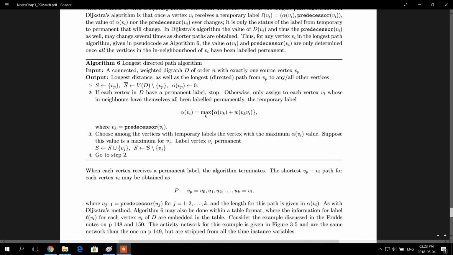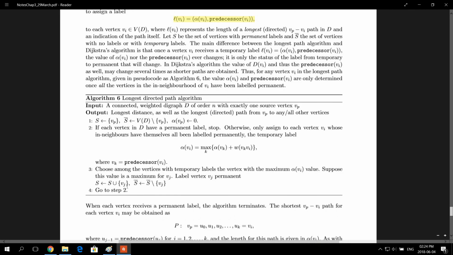So whenever you're adding a vertex to your S, you're removing it from the not in S. Therefore, you're making your longest path to that vertex. And here it's the same.